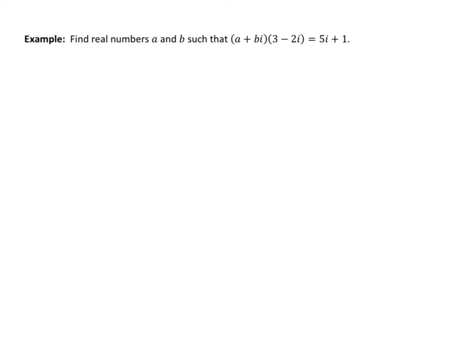So here I'm asking you to find the real numbers a and b such that the quantity a plus bi times the quantity 3 minus 2i is equal to 5i plus 1. One thing I do want to be really, really clear about is this does not mean that you can just say, ooh, the real part equals the real part. Yay! So 3a equals 1. This would be really, really wrong.